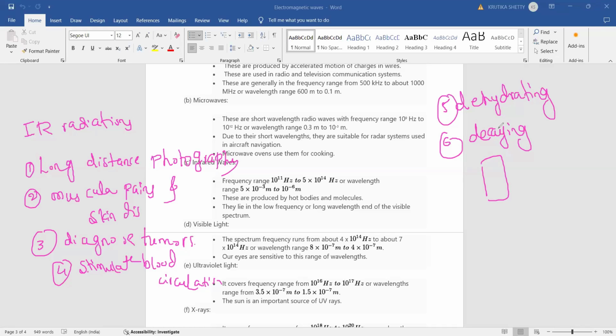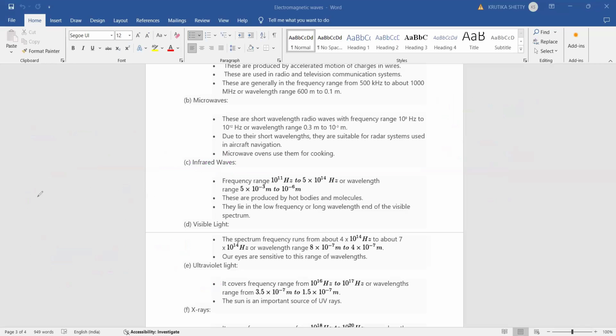The next, the frequency and the wavelength range. Similarly, we discussed for the visible light also, ultraviolet, X-rays, gamma rays. So the last two remaining now are the microwaves and the radio waves. So let us discuss them.